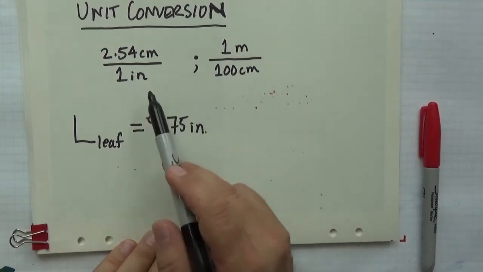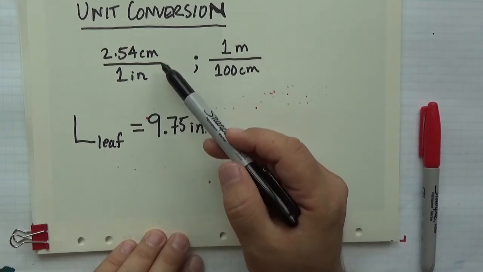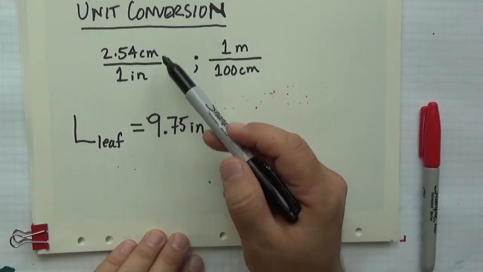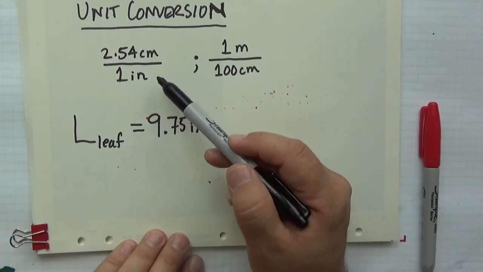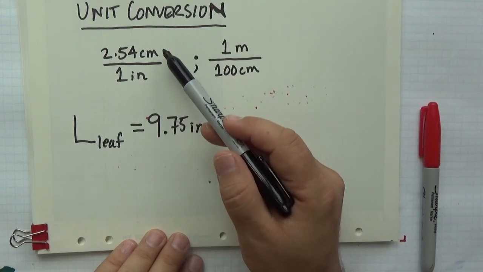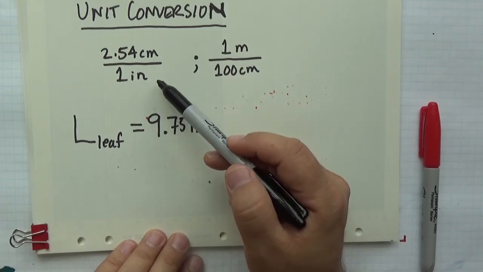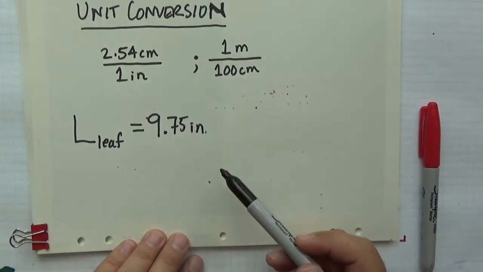Now, I've written my unit conversions here in a particular way with a number in a certain order, one over the other, but you can use this either way. You could write this as 1 inch over 2.54 centimeters, or write it as 2.54 centimeters over 1 inch. And the way you write it depends on what you're trying to do here.